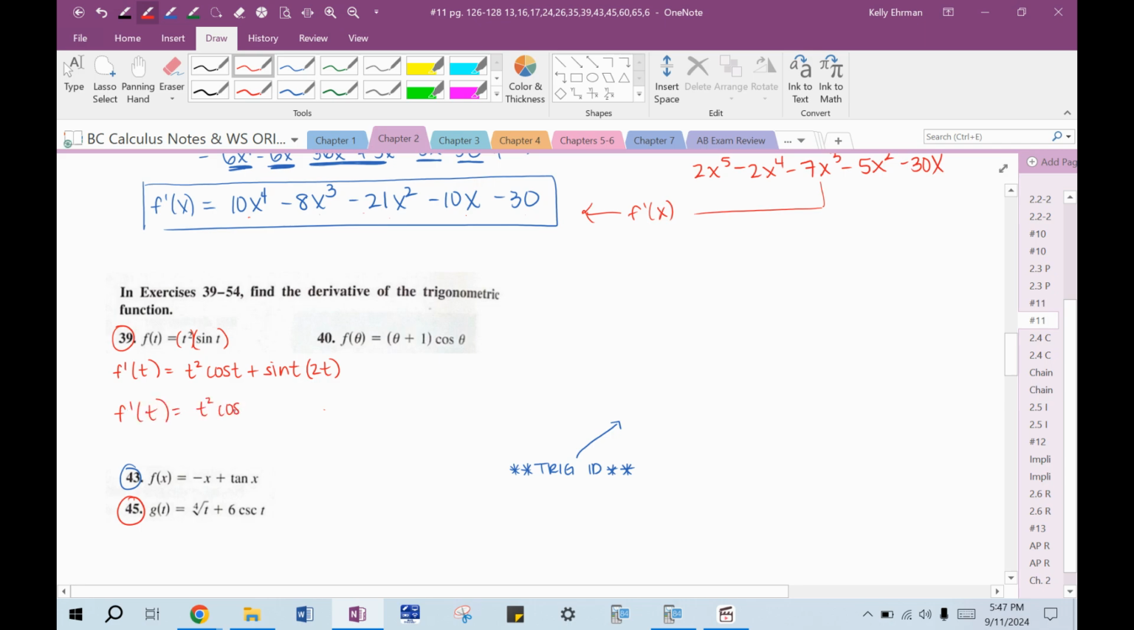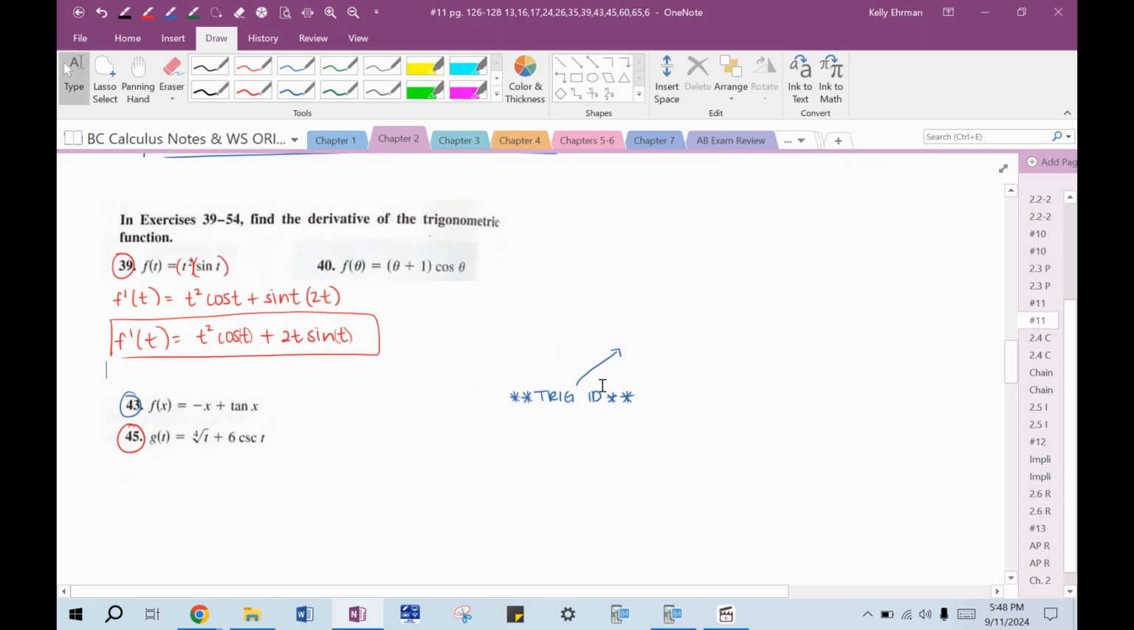T squared cosine t. I always put trig functions at the end so that I don't think something's in the angle. So I'm going to say plus 2t sine of t. You can also put parentheses around your angles if you like that better. That doesn't matter. But yeah, that's it for that problem.